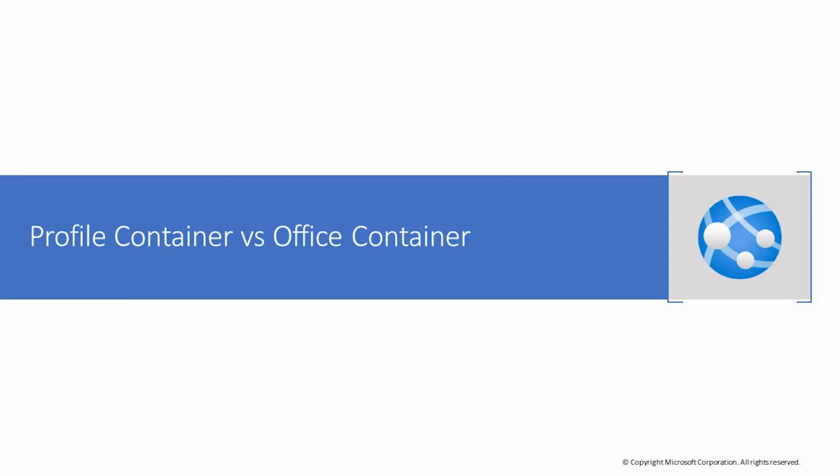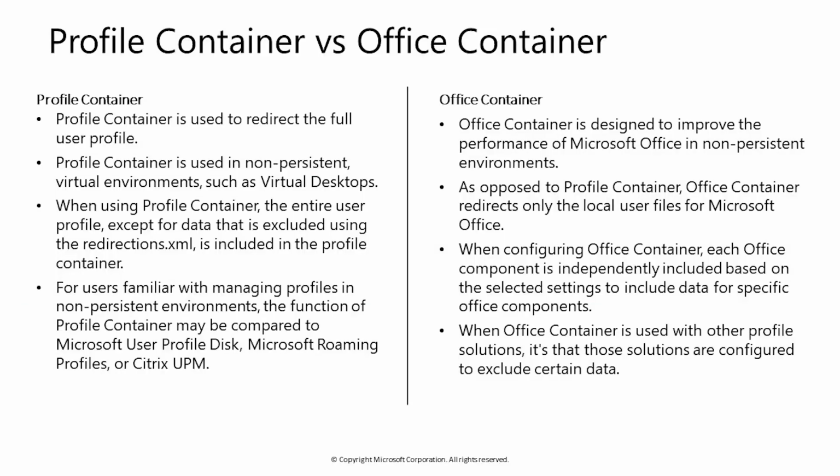One more thing that comes up is containers. When it comes to setting up profiles, you have two different types of containers. One is the profile container and the other is the office container. What is the office container? The office container is a subset of the profile container. Although all the benefits of the office container are also delivered by the profile container, there are times when it may be beneficial to use them together.